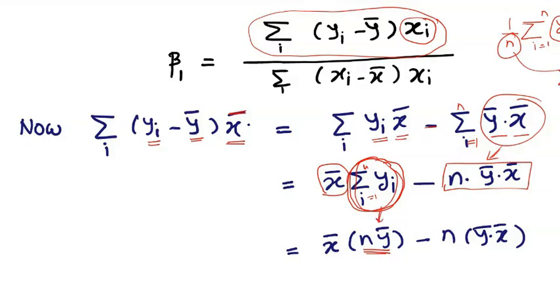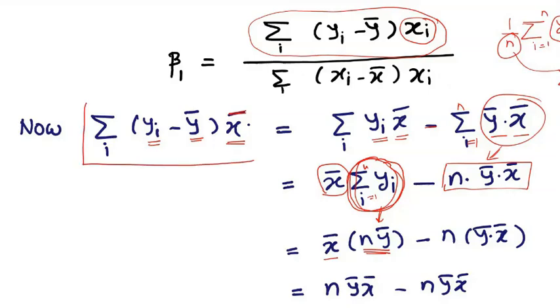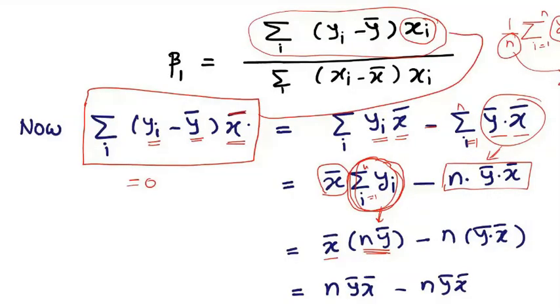Now what will be the total thing? So the total thing is x bar into n into y bar minus n into y bar x bar. So this is nothing but n into y bar x bar minus n into y bar x bar. So this is equal to 0 actually. So what is proved here is this quantity is 0, in the numerator as well as in the denominator.